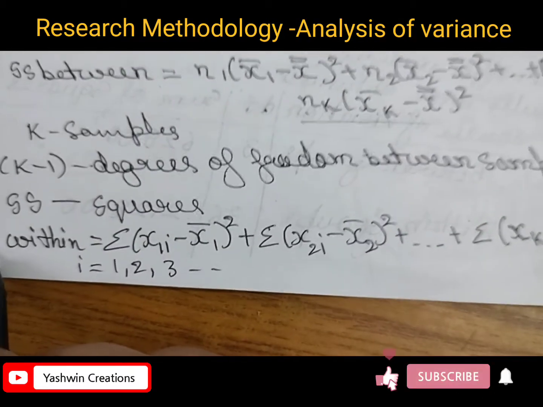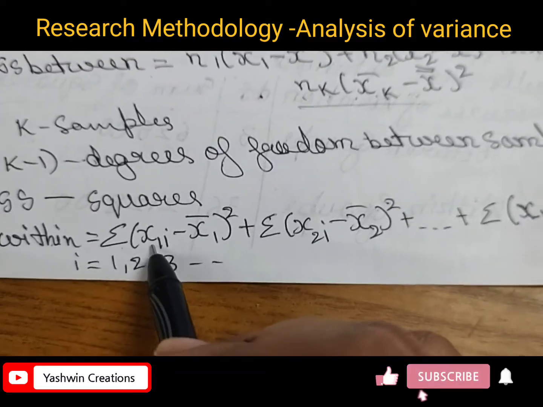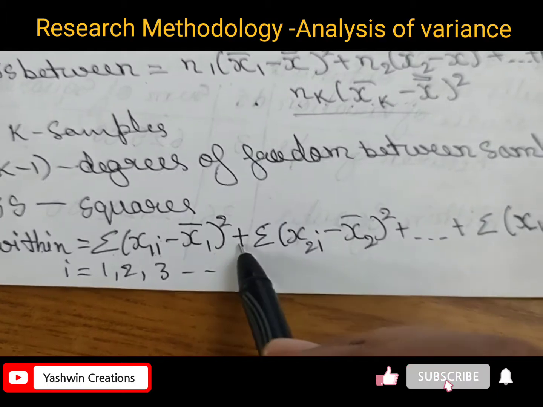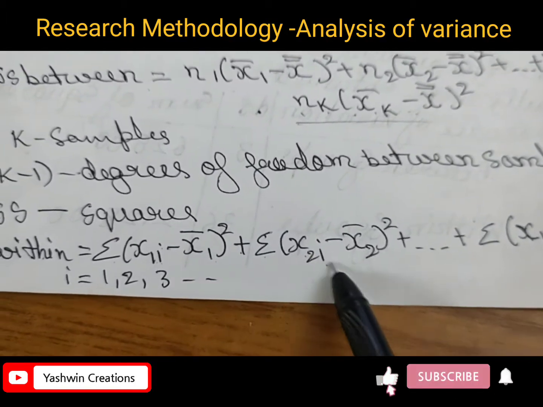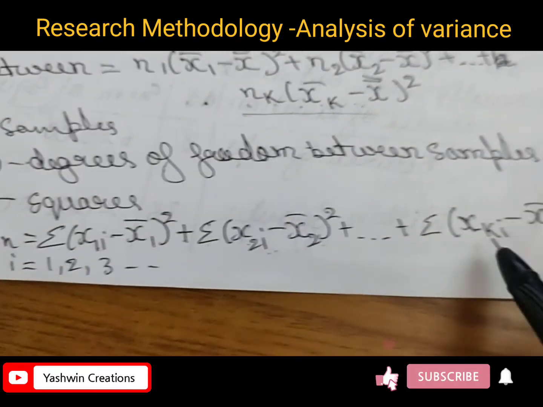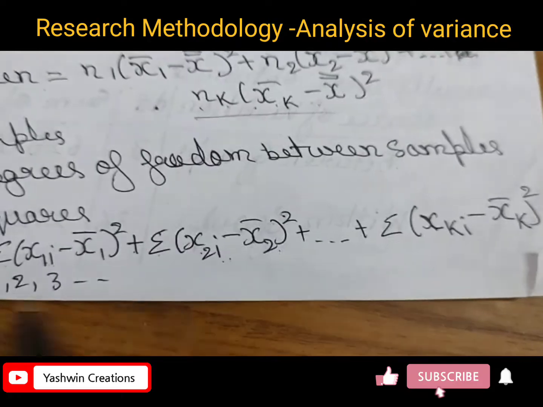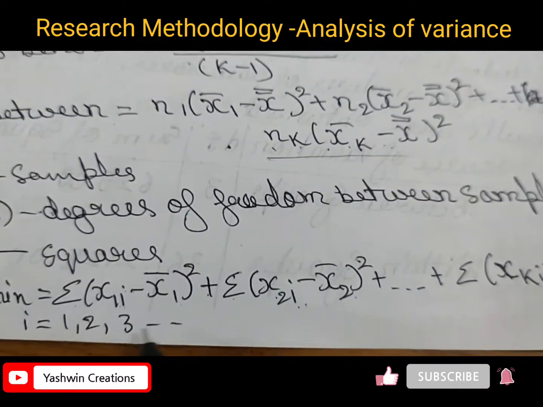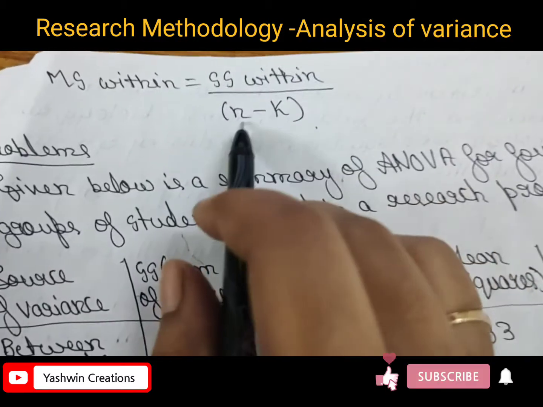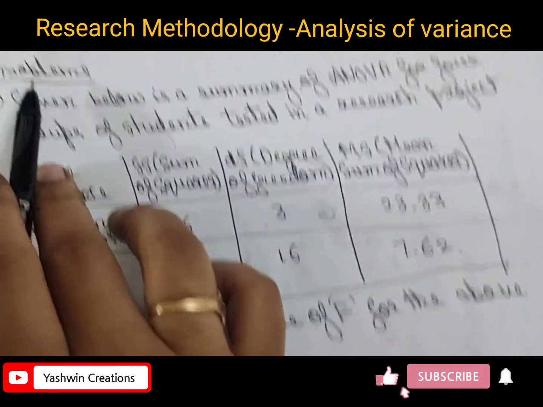SS within formula is summation of (x1i minus x1 bar) whole square, plus summation of (x2i minus x2 bar) whole square, continued till (xki minus xk bar) whole square, with i equals 1, 2, 3. MS within equals SS within divided by N minus K. Now we shall see some simple problems.